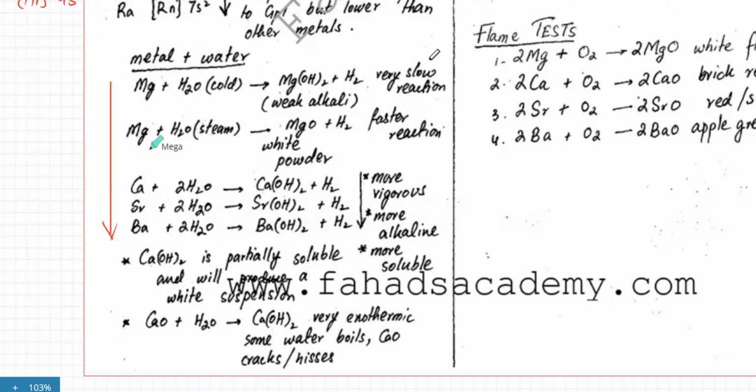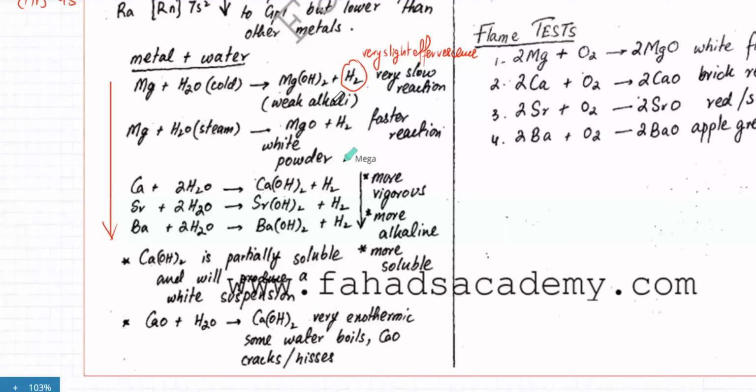So the top one is going to have a very slow reaction. Magnesium doesn't really react with cold water. It reacts very, very slowly. It ends up forming a very weak alkali. So the pH would be around 8. It's going to be a very slow reaction and very slight effervescence. I mean, there's hardly going to be any effervescence. There might be 1 or 2 bubbles getting formed after like 20, 30 seconds. So almost no effervescence. With steam, the reaction is really fast and it forms a white powder.